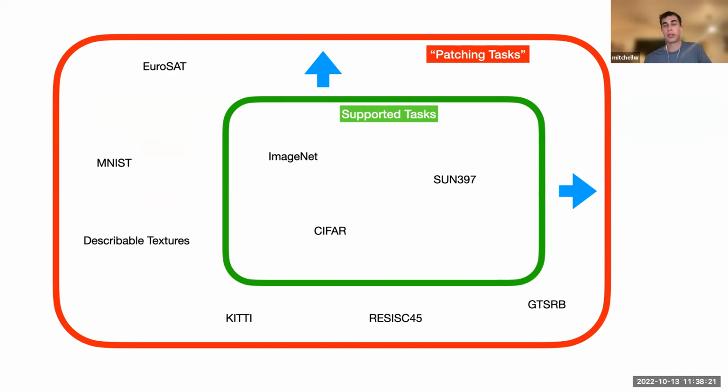And the results are again going to be shown on scatter plots, where we now put accuracy on the supported tasks on the x-axis and the accuracy on the patching tasks on the y-axis. What we want to do is fine-tune on these patching tasks without messing up accuracy on the supported tasks.